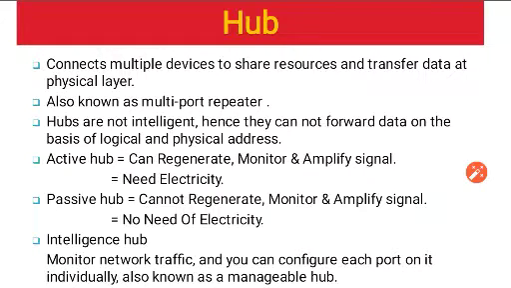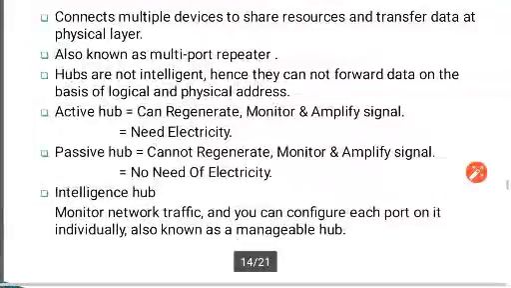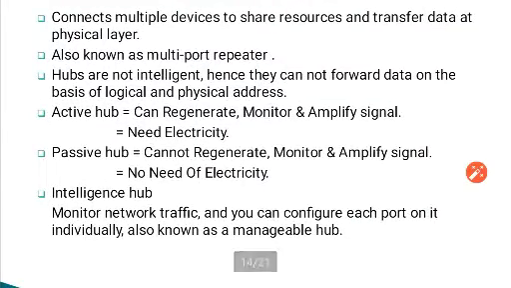There are types of hubs. We can have an active hub, which can regenerate, monitor and amplify the signal. It needs electricity. And a passive hub cannot regenerate, cannot monitor, cannot amplify, so no need of electricity. There is one more type of hub, the intelligent hub, which monitors network traffic and can configure each port on it individually, and that is also known as a manageable hub. So this is an important one.